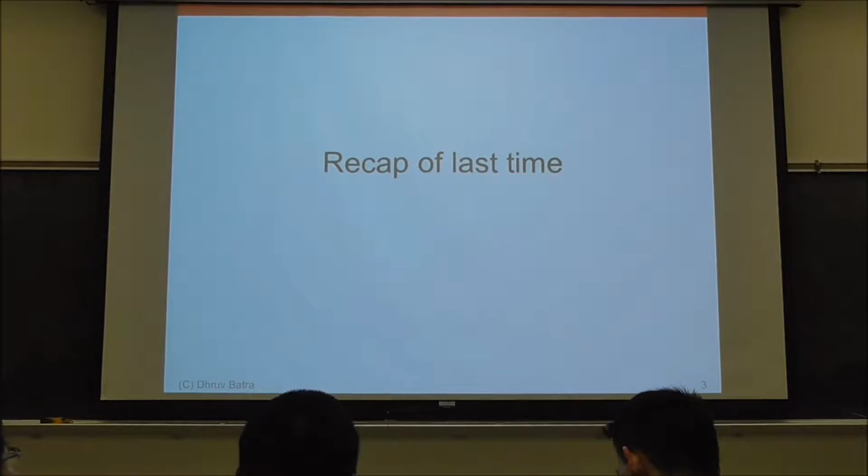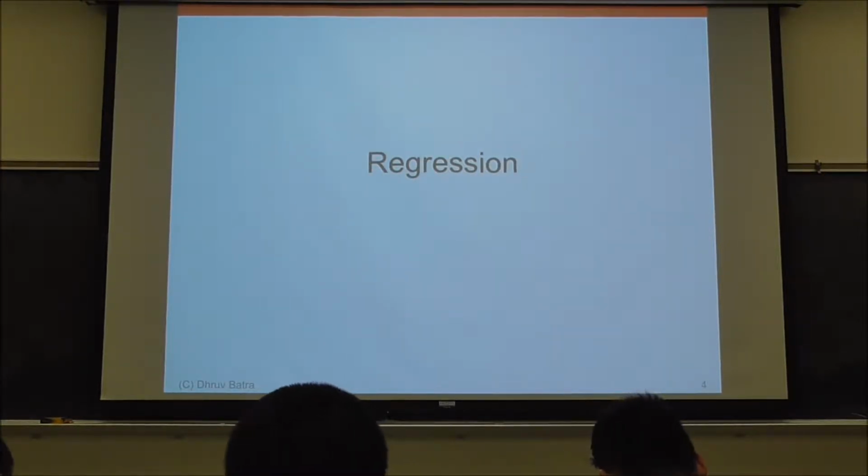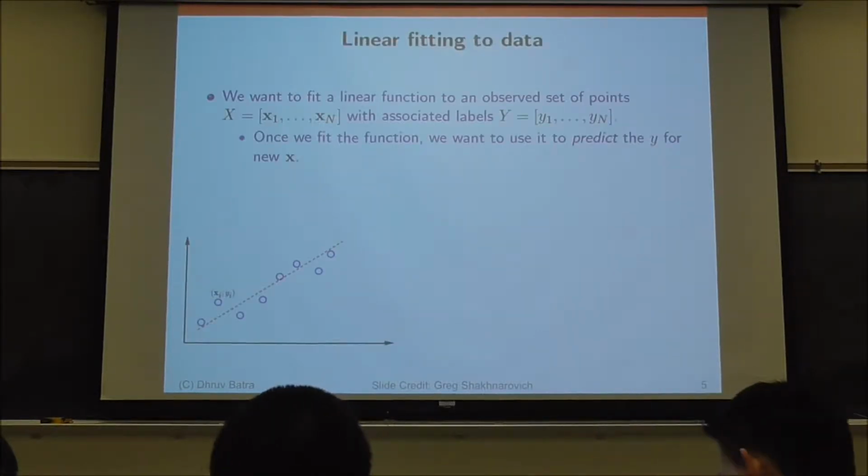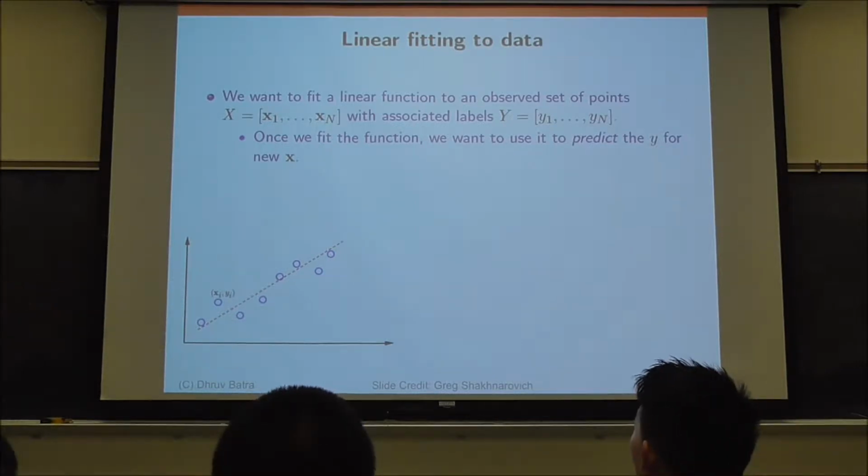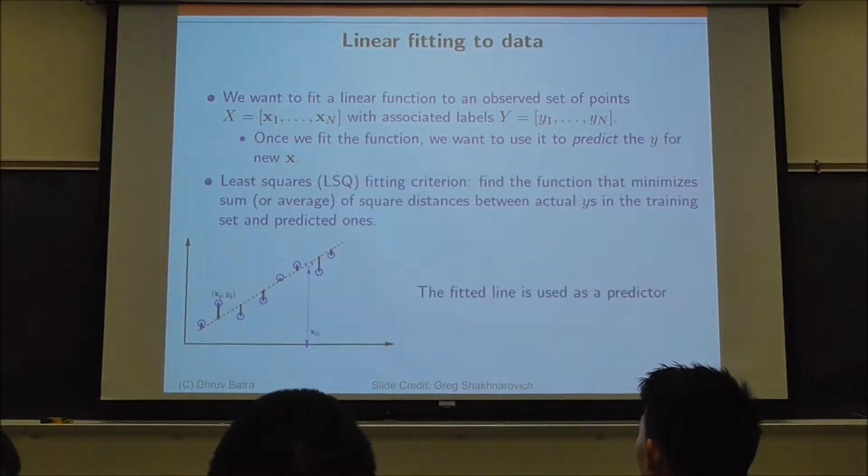Alright, so here's where we were last time. We were looking at linear regression, and we had talked about the model class, which is a linear model. We're going to learn a weight vector, which is the coefficients of this linear model. And at training time, we're going to learn them by minimizing a least squares criterion.